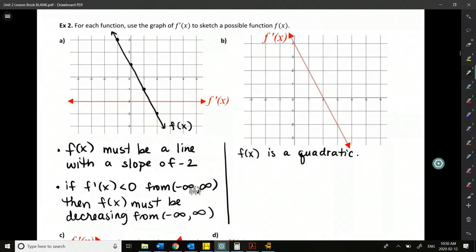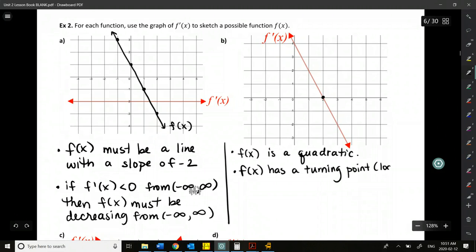What else do we know about f at x based on the graph of f prime at x? So it has one turning point, right? So one place where the derivative is 0. So it has a turning point. If f prime at x is degree 1, f at x must be degree 2, right? Because every time we take the derivative, the degree drops again. Okay, it has a turning point or some kind of local extrema value when x equals 2.